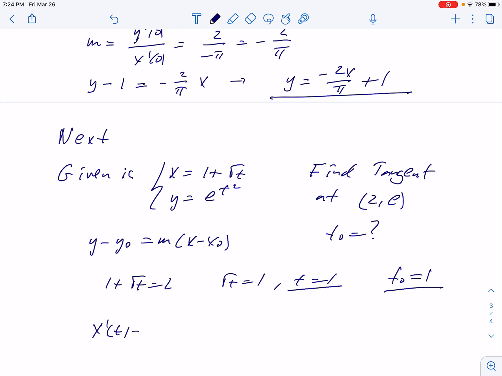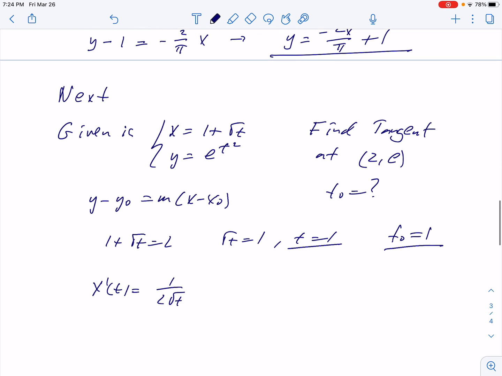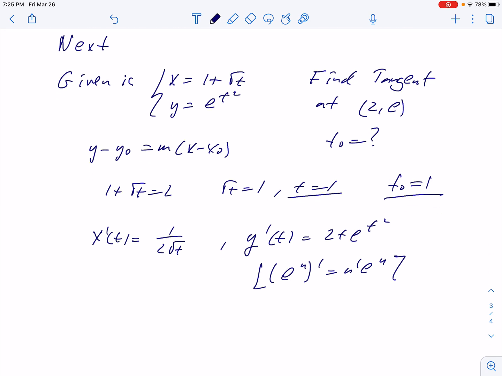Now we find the slope. x prime of t is 1 over 2 root of t. y prime of t, remember how we differentiate the exponential function? This will be 2t e to the t squared. This is the rule: e to the u, prime, is u prime e to the u. That's our rule, the chain rule.